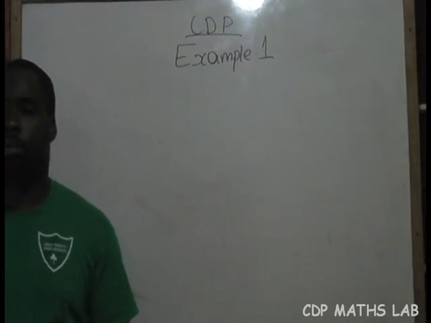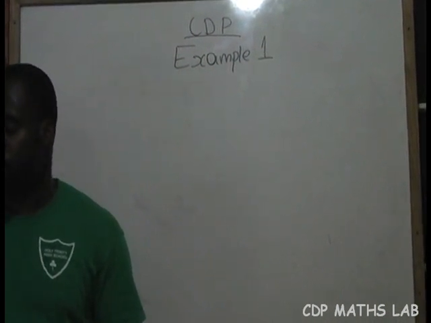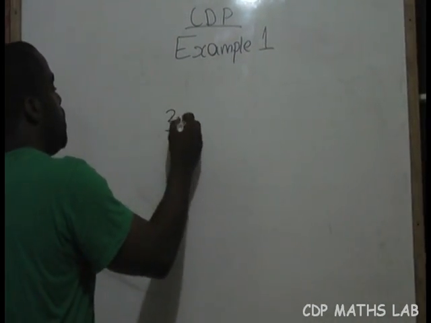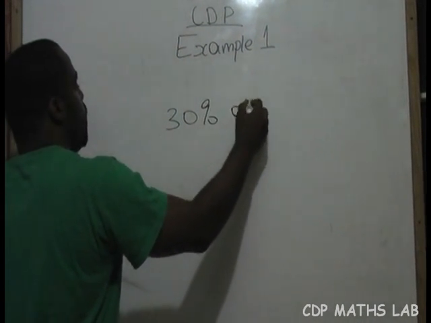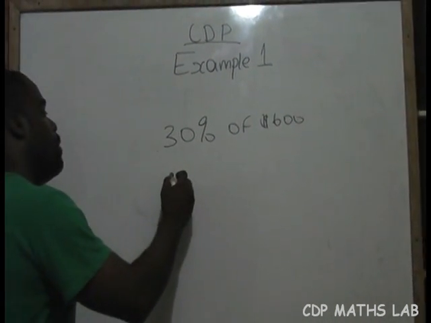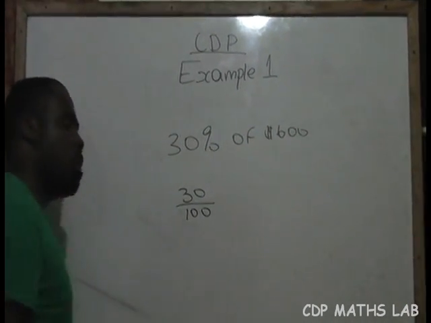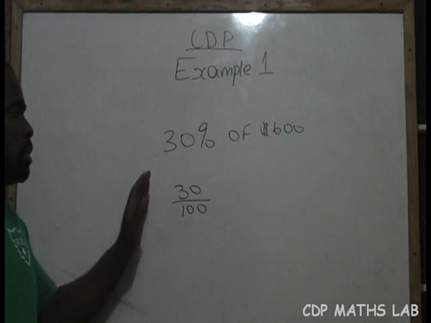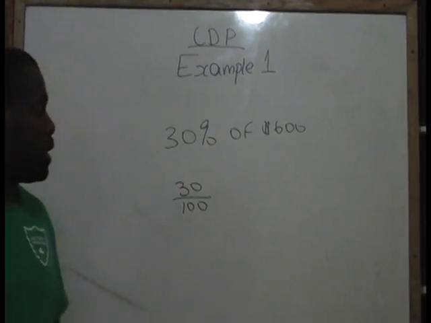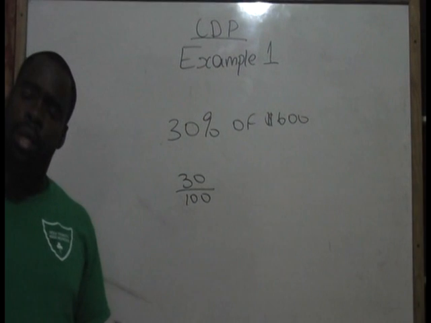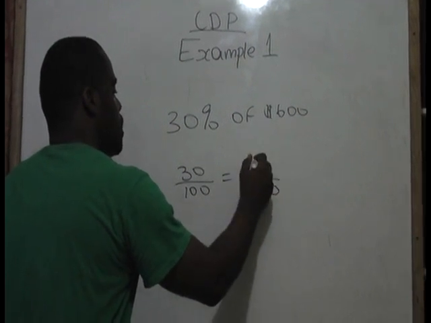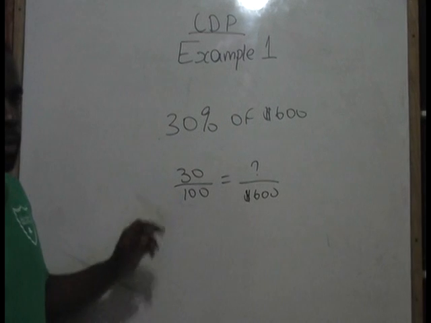Now in example number 1, you're asked to find 30% of $600. Now you need to understand what these two mean. 30% of $600. Now 30% is written as 30 out of 100. What does it look like to you? Looks like a fraction. Now we're saying how much out of $600 is equivalent to 30 out of 100. That's what they're asking you. How much out of $600 is equivalent to 30 out of 100?